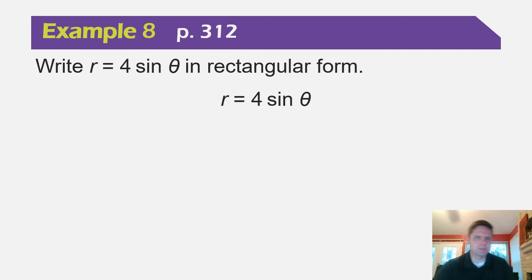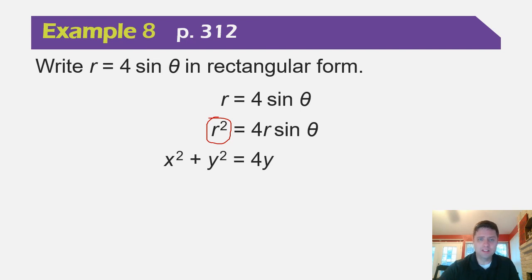All right, one more example. It says, write r equals 4 sine theta in rectangular form. So r equals 4 sine theta in rectangular form. Well, okay. I think the best thing to do here is just multiply both sides by r. Why? Because we have a conversion for r squared. Remember, r squared equals x squared plus y squared. So we just plug in x squared plus y squared for where there was an r squared. And on this side, remember, r sine theta is y. So we just plug in y for r sine theta.